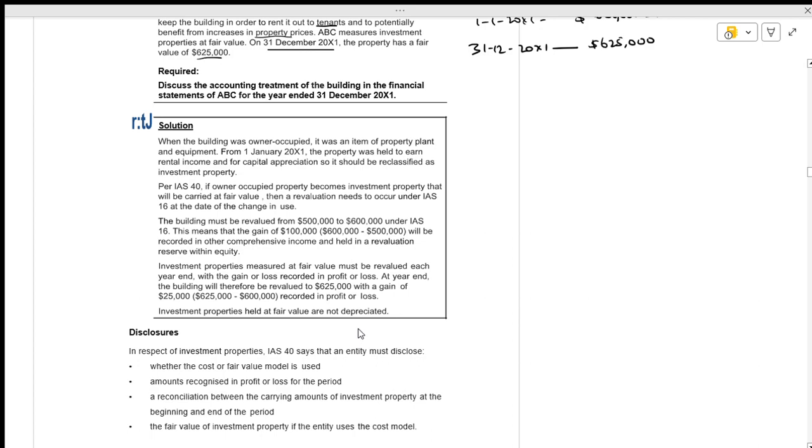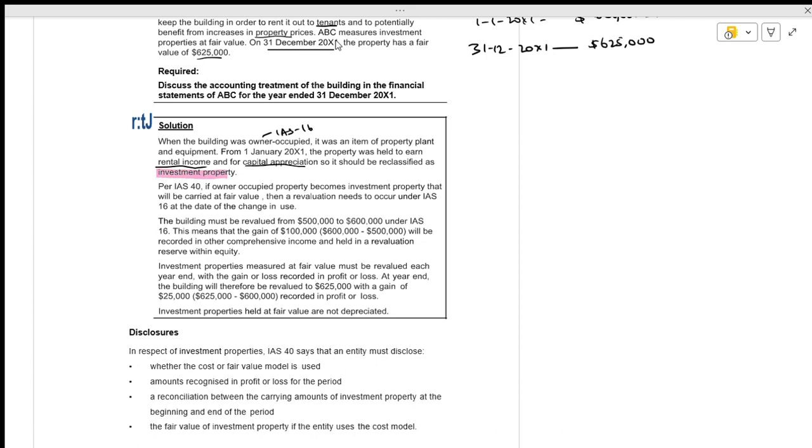When a building is owner occupied, it has to be treated as property, plant and equipment, IAS 16. From 1st January, the intention has changed. From 1st January, the property was held to earn rental income and capital appreciation. The purpose has been changed, so it has to be classified as investment property.